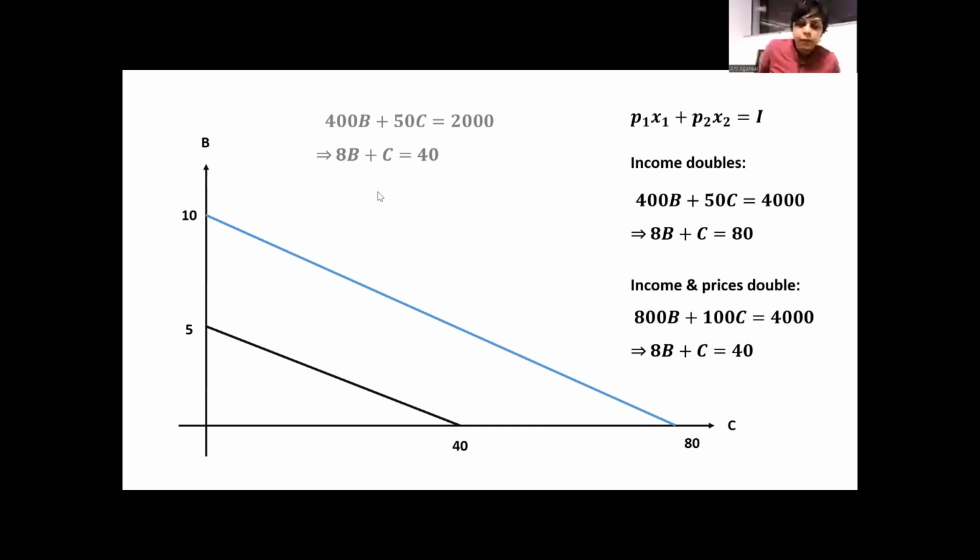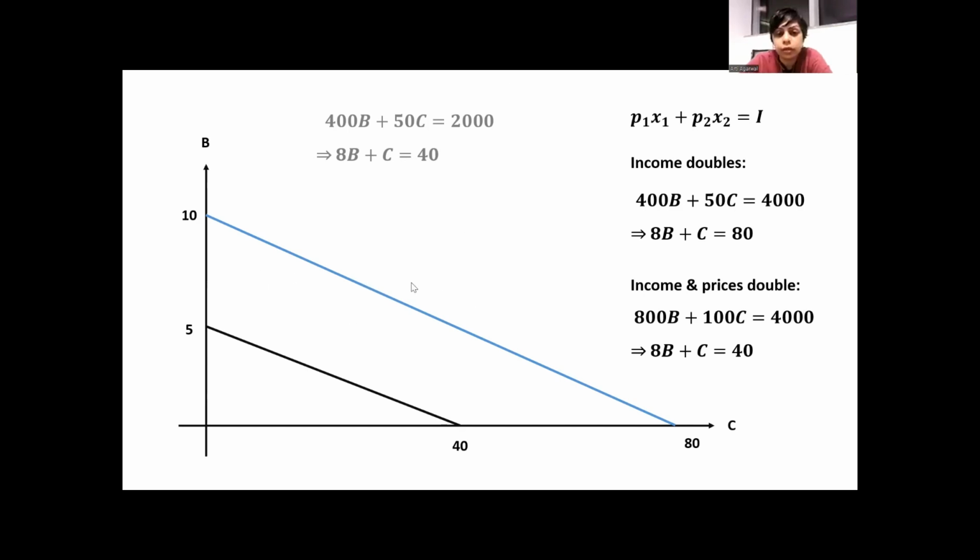So now it is what? I plus 2000 or 2I, whichever way you want to see it. So it is going to shift outward, if you just think of it in terms of a linear shift of a line. So this is the case for shifting of the budget line.